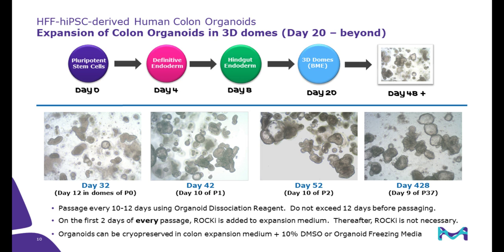Day 428 is day 9 of passage 37, and it serves as an example that our iPS-derived colon organoids can be passaged many times. The organoids still have the complex 3D structures and budding.